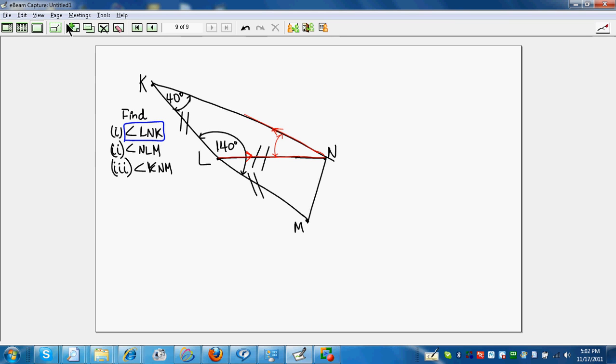So if they want us to find angle LNK, which could also be written like that. Okay? This could also be written like this. It's the same thing. The hat could go on top or on the side. How can I find that angle LNK? Anybody?